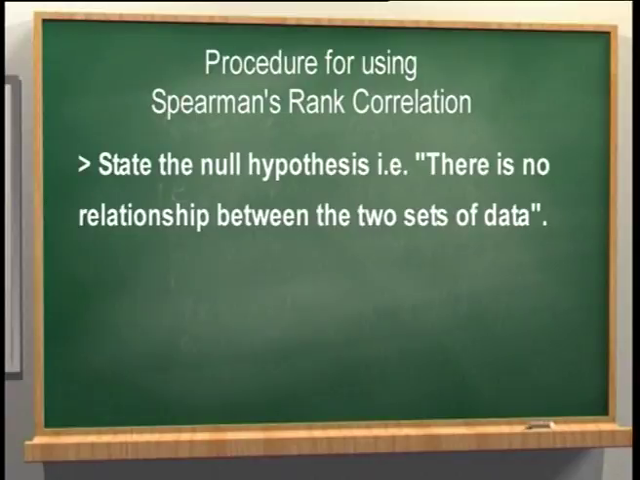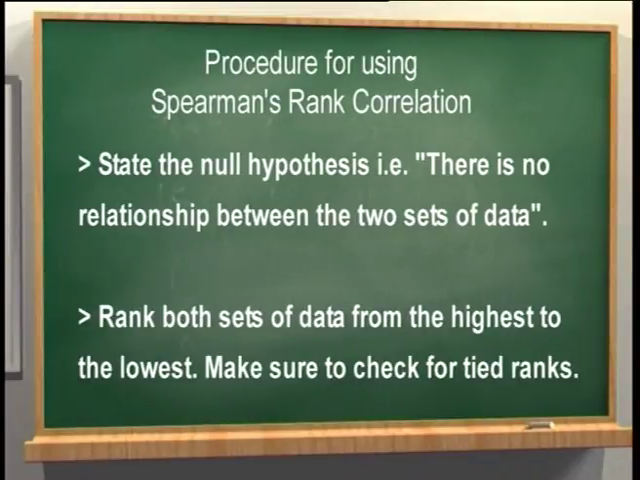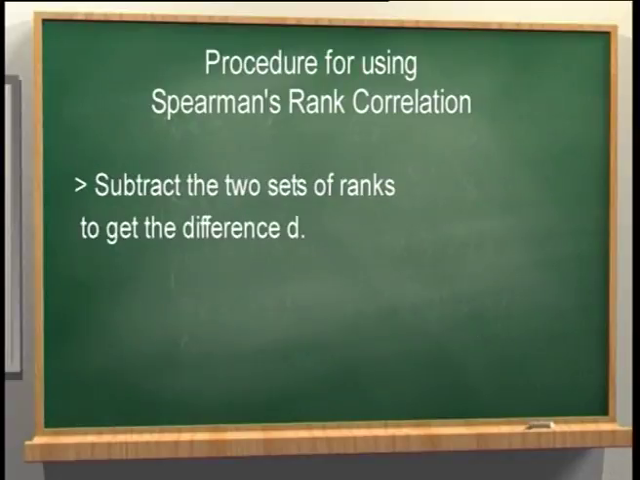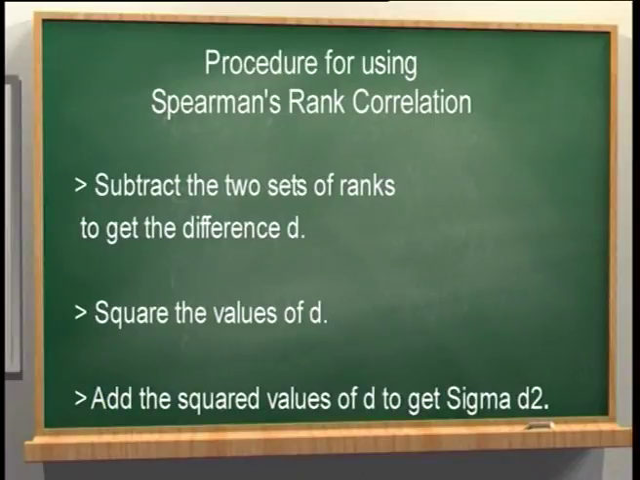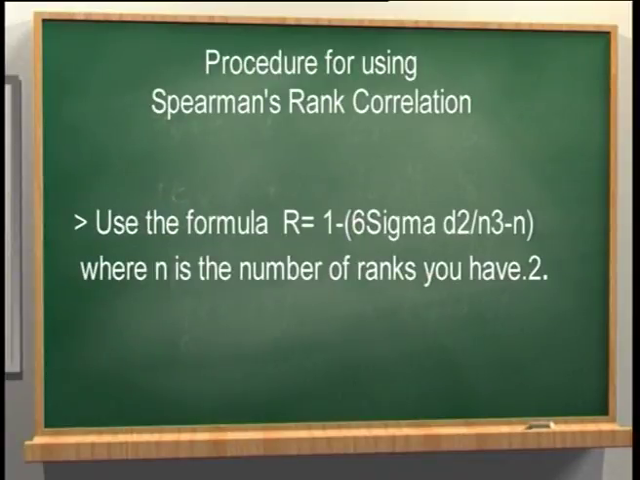The procedure for using Spearman rank correlation: State the null hypothesis, that is, there is no relationship between the two sets of data. Rank both sets of data from highest to lowest. Make sure to check for tied ranks. Subtract the two sets of ranks to get the difference D. Square the values of D. Add the squared values of D to get sigma D squared. Use the formula R is equal to 1 minus 6 sigma D squared over n cubed minus n, where n is the number of ranks you have.